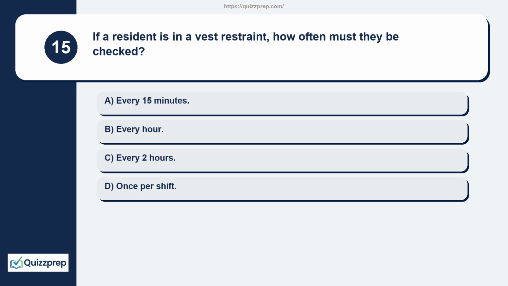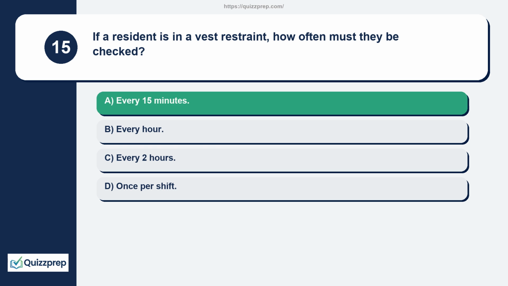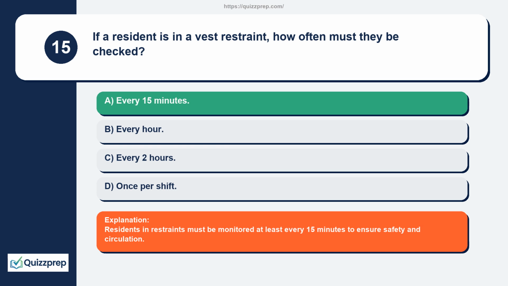Question 15. If a resident is in a vest restraint, how often must they be checked? Every 15 minutes, every hour, every 2 hours, once per shift. Residents in restraints must be monitored at least every 15 minutes to ensure safety and circulation.